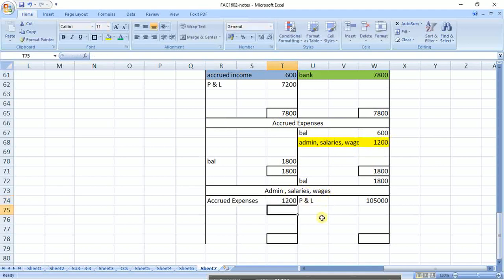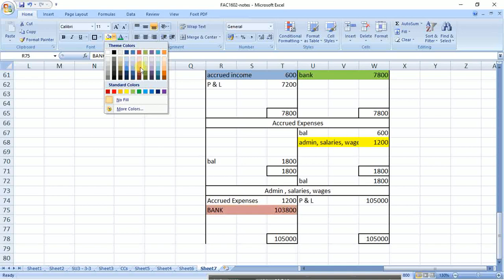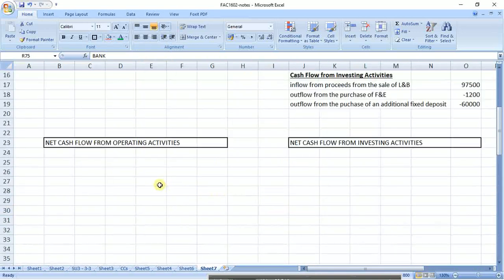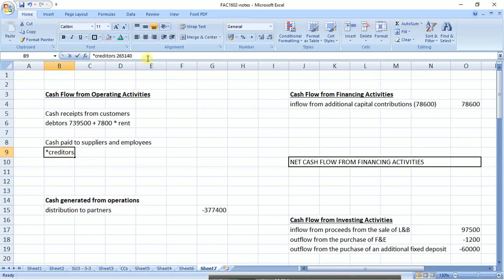1,200. Which side's bigger here? The right side, obviously. So you're going to say 1,050 minus the 1,200. Exactly, and that gives you 1,300, I think. Which is the bank, and that's the payment to your employees. Where does that go? Operating. 1,300 goes over there.